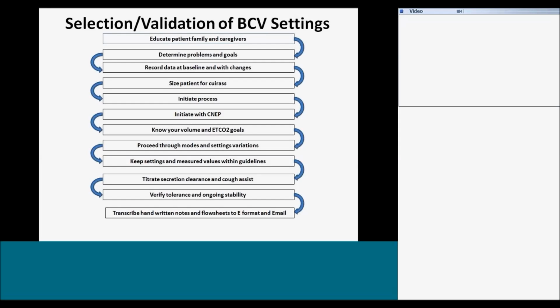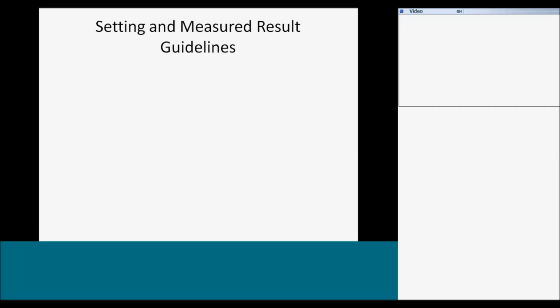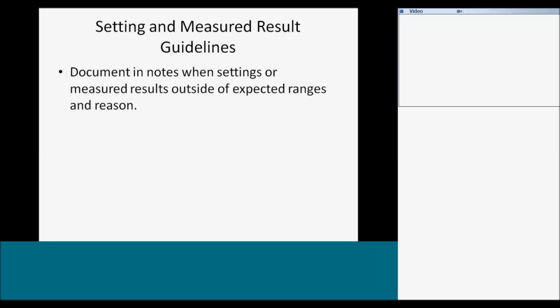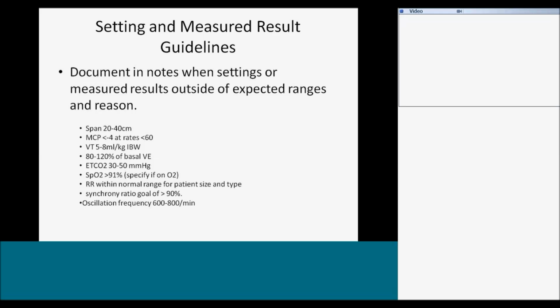Okay, and then this is the setting selection process. Educate, determine problems and goals, record data, size the patient, initiate the process. Start with CNAP, know your goals, proceed through the modes and settings, verify tolerance, and then send your notes in. Okay, the guidelines for your settings and measure results. As we said, if you fall outside of these ranges, you really want to document clearly why you were.